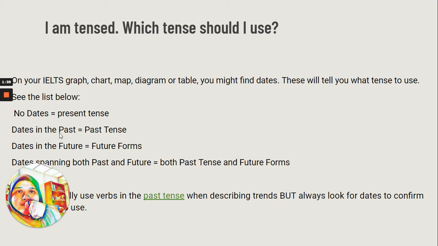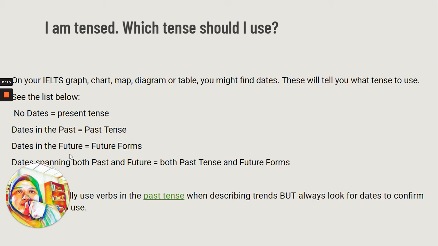If there are dates in the past, for example, this year is already 2020, so the data shows dates such as 2019, 2000, 1995, then it definitely means that you have to use the past tense to describe the data. And then there may be some instances where the dates are in the future, for example, 2035 or 2021. 2021 has not happened yet, right? So you have to use some form of future tense, okay?